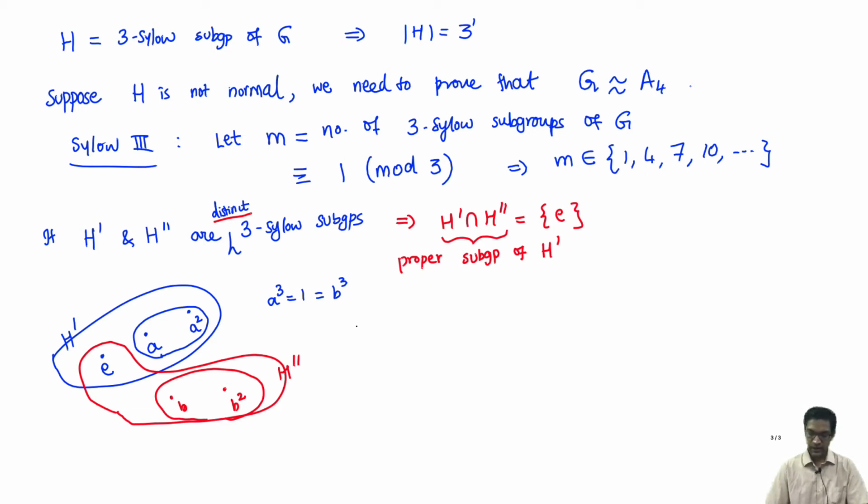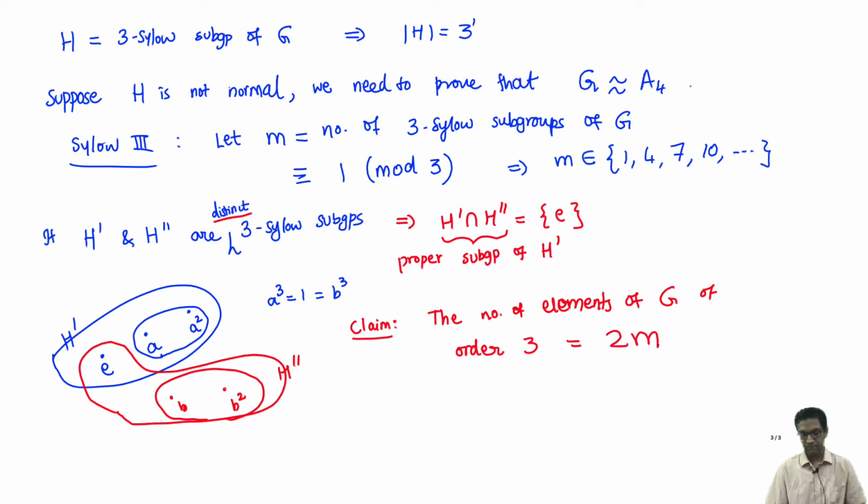So in general, I claim a little observation here is that the number of elements of G of order 3 is exactly 2 times the number of 3 Sylow subgroups, m. I claim that this must be true. A moment's thought should convince you that this is in fact right.